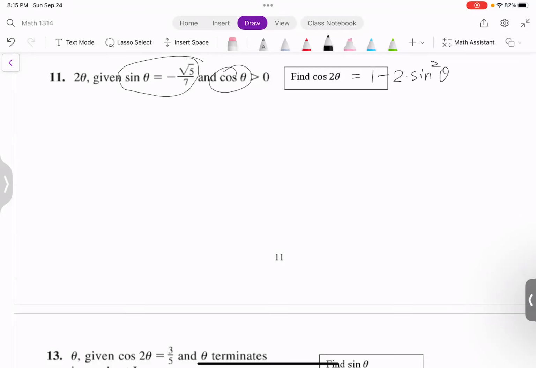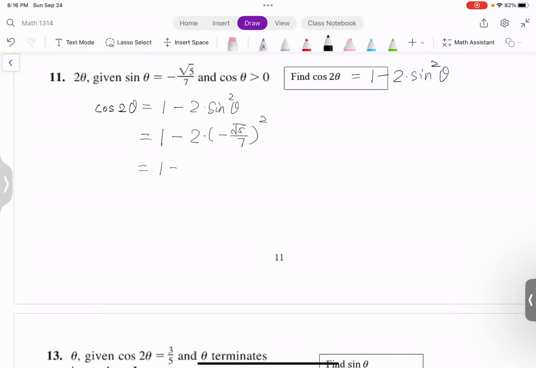So I don't need to use the cosine, because even if the information is given, my formula doesn't have the cosine part. So we can only use the formula here without looking at other information, fewer steps. So cosine 2 theta equals 1 minus 2 times sine theta squared. And then put the information in it. We have 2 times negative square root of 5 over 7, all of them squared.